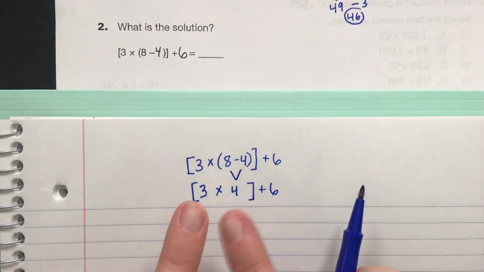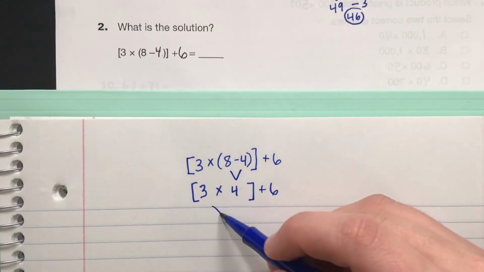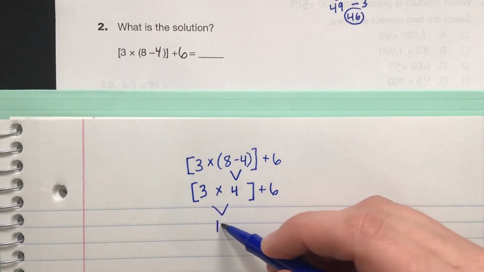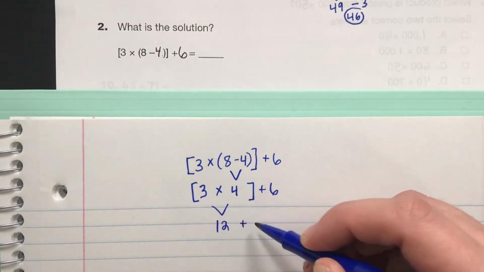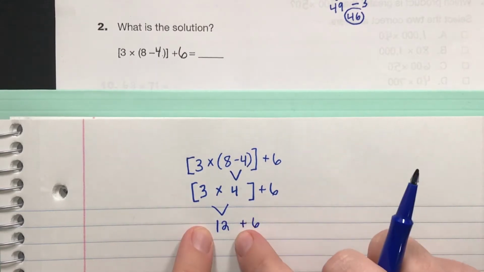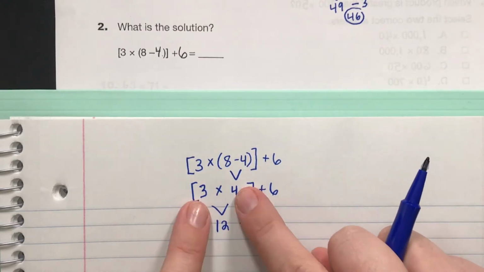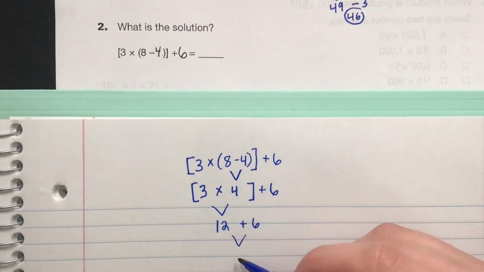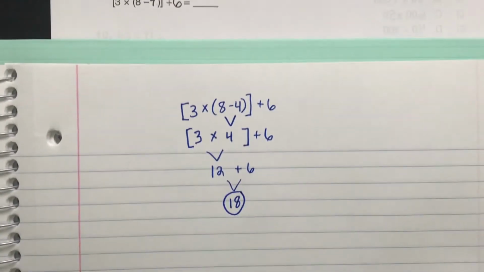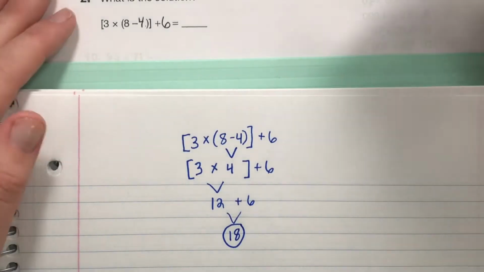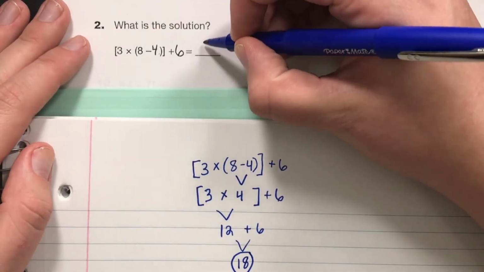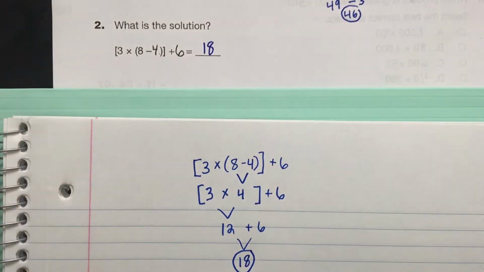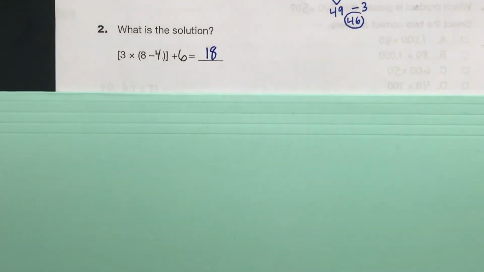We still have grouping symbols, so I know that that comes first. 3 times 4 is 12, and then I bring down my plus 6. Notice I didn't bring down my brackets again because I know that since I solved what was inside the brackets and there's nothing left to solve, I don't need to bring them down. So now I have 12 plus 6, and my answer is 18. Okay, so I'm just going to transfer that up here to my study guide. Answer is 18. All right.